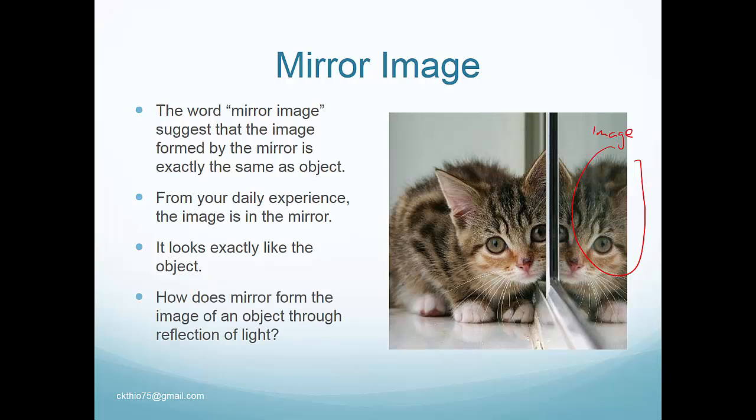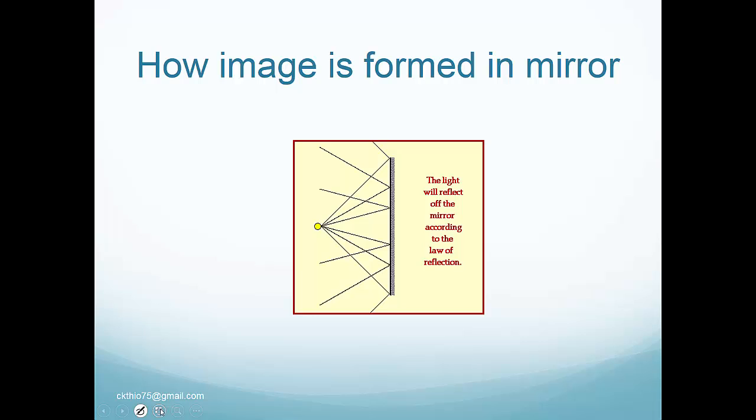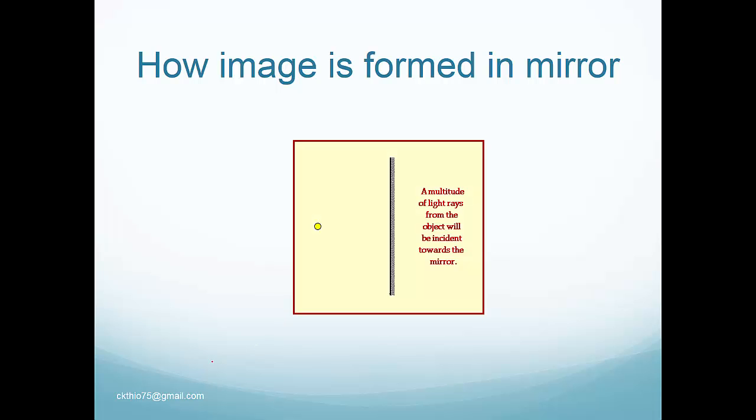So how does a mirror actually form the image of an object through the reflection of light? You see this image of the cat because there's some reflection of light from the cat to the mirror, and then it bounces off and you see the image. So let's look at this. A light ray would form and strike the mirror, and then it bounces off, and the light ray actually seems to come from inside the mirror, and this is where the image location would be.